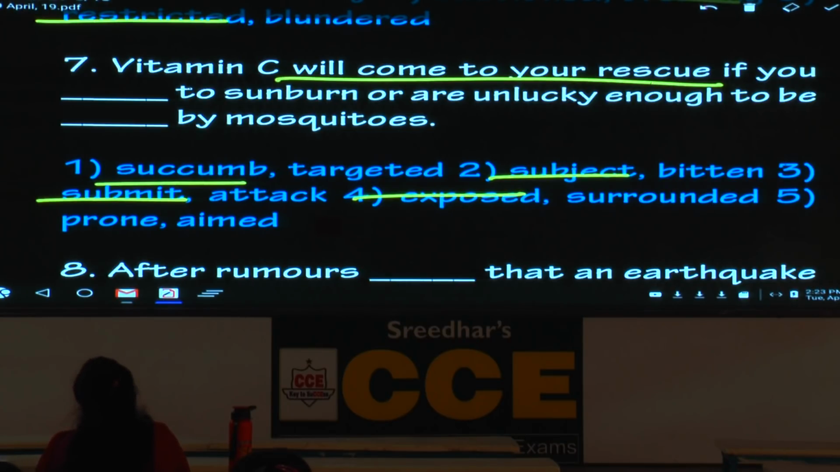If they don't use a pronoun you, then it is right. If exposed to sunburn, but you find the pronoun you, please underline that. If you are exposed, one pattern. If exposed, another pattern. But if you, then it is not correct. And what is the next one? The same pattern, if you are exposed or if you are prone, but you don't find the word are. So, mark it wrong. To be aimed by mosquitoes. We don't use the word aim here. That is also not correct. So, what is the answer? The first option: if you succumb to sunburn or are unlucky enough to be targeted by mosquitoes.